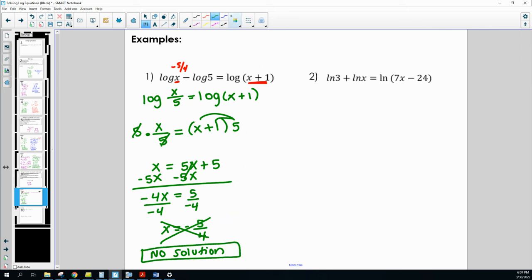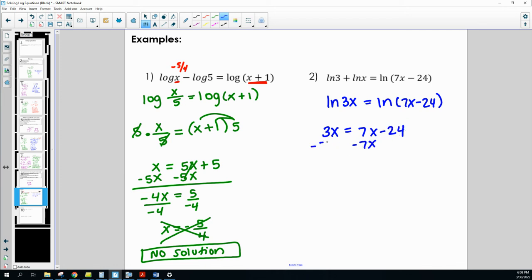Okay, number 2, here we have an ln, same thing as a log. Looking at the left-hand side, we're going to condense it. We have addition, so we're going to change it to multiplication. So ln of 3x equals ln of 7x minus 24. They have the same base, they're both e's, so we're going to take the arguments and set them equal. 3x equals 7x minus 24.